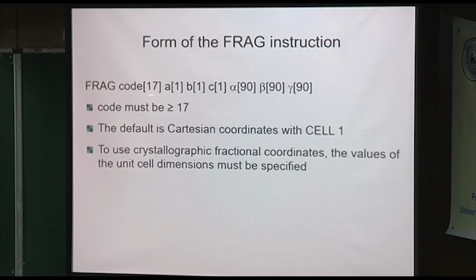Usually I use 17, but it has to be more than 17 or equal to 17. And this is only if you're using the existing ABC. The default is actually this, which is Cartesian. So you don't need to actually put in the rest of this here. All you need to write is frag 17.